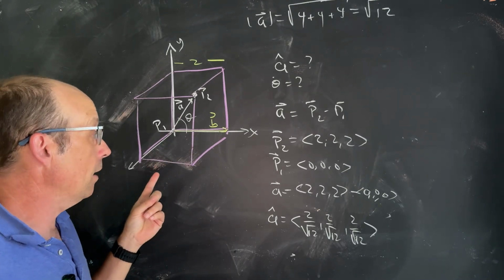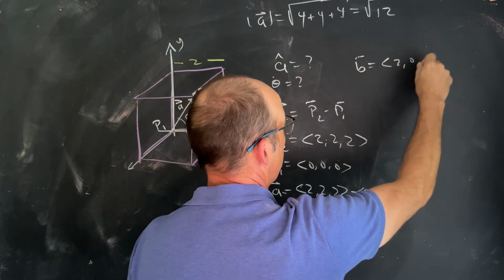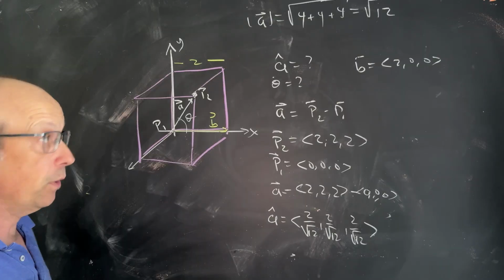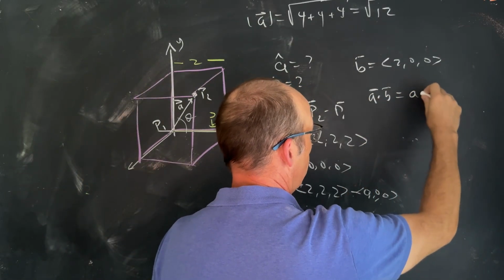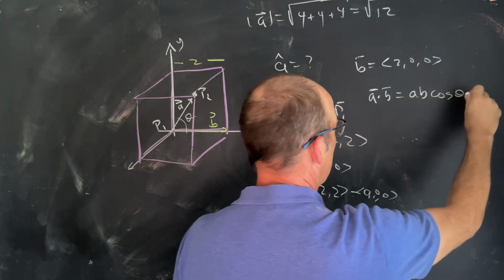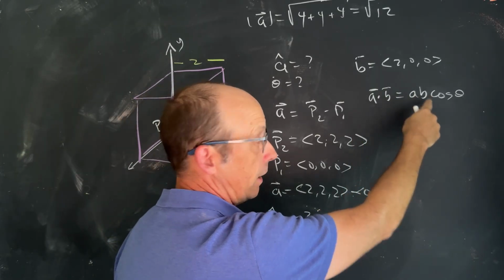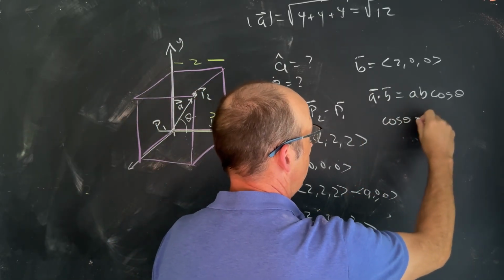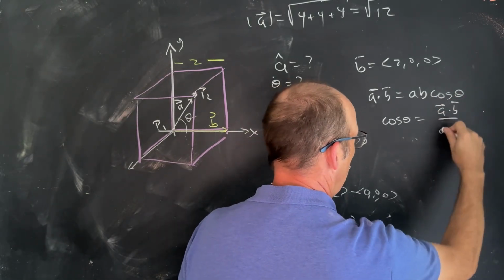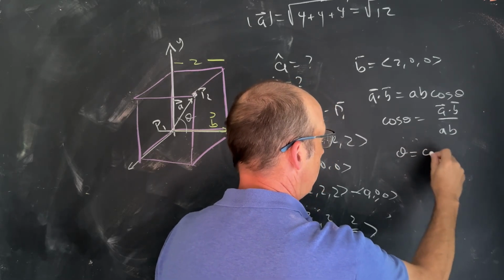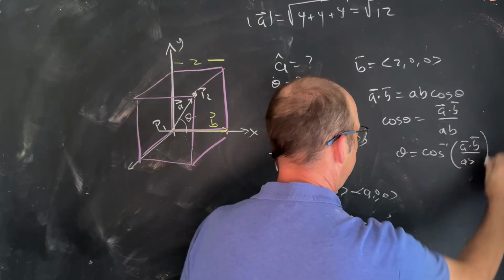Okay, next I want to find the angle between A and B. Well, what's the vector B? B is just in the x direction, so B is the vector 2, 0, 0. How can I find the angle between those? I can say A dot B is the magnitude of A times the magnitude of B times the cosine of the angle between them. I can find that using the components, and then I can find the magnitudes right here. So cosine theta is A dot B over the magnitudes of A and B, and then theta is the inverse cosine of A dot B over the magnitudes of A and B.